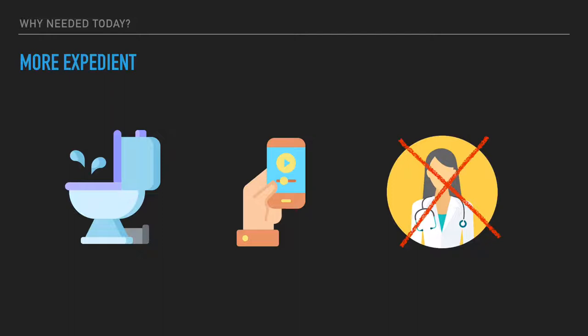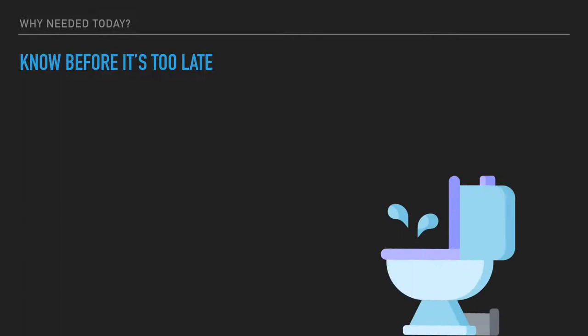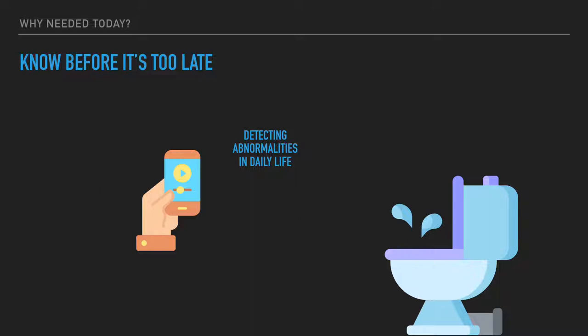Secondly, know before it is too late. Our Urine Horn can be installed in every toilet, so it can detect abnormalities in daily life, confirm and warn, give you suggestions, and get the treatment on time.